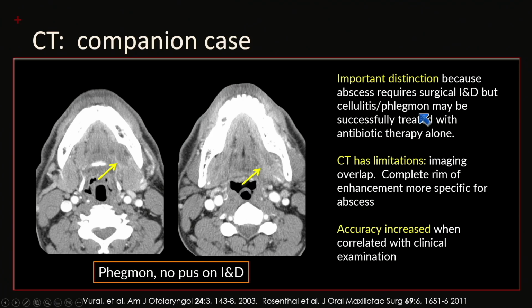So although it's an important distinction between abscess and phlegmon, because abscess is going to require surgical drainage, whereas cellulitis and phlegmon can be treated with antibiotics, CT has limitations because the imaging findings overlap. If you see a complete rim of enhancement.